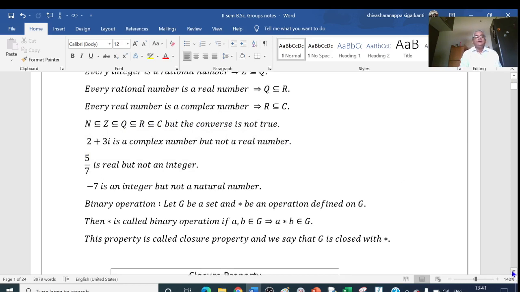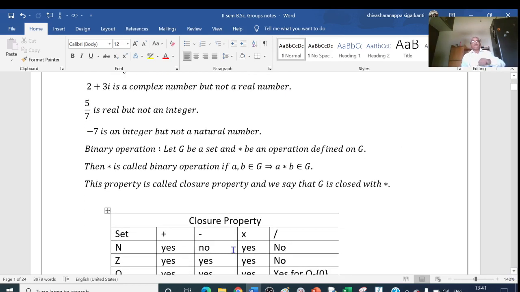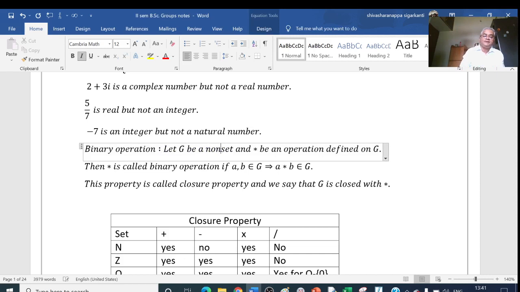And next we go to the definition of binary operation. Binary operation means it is some operation. So let G be a non-empty set, because if it is an empty set, everything is vacuously defined. Then only we can define this. Let G be a non-empty set and star be any operation, which may be plus, minus, multiplication, division, or any other operation, defined on G.